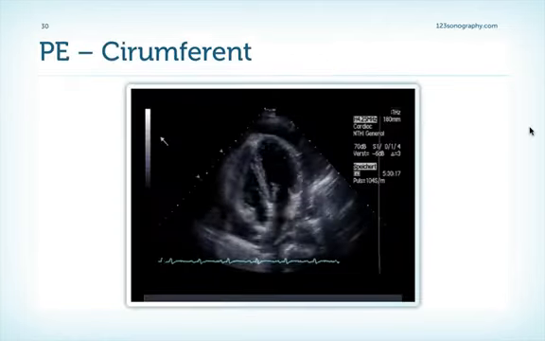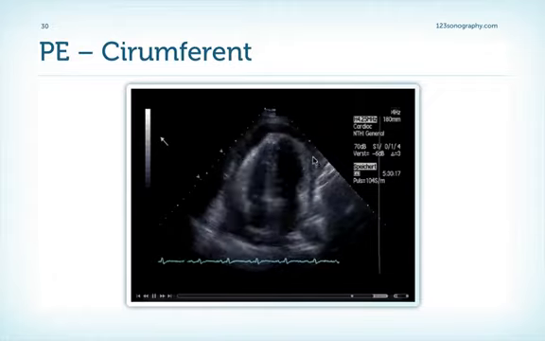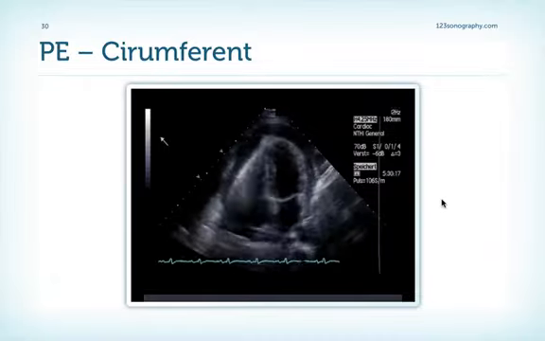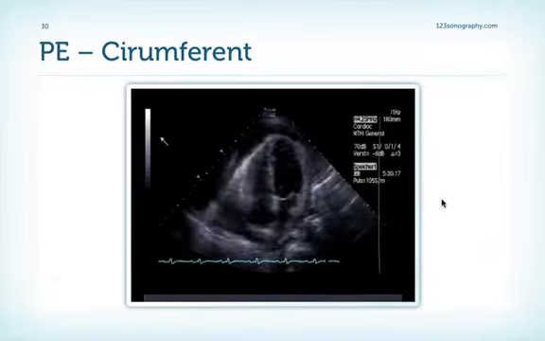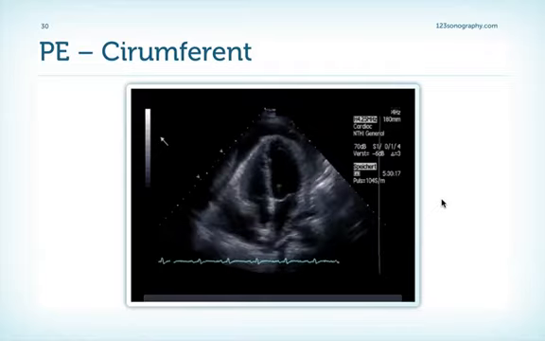And this is a four-chamber view which shows you a circumferential pericardial effusion. We have fluid surrounding the entire heart. Now in general, the larger a pericardial effusion gets, the higher the likelihood is that the pericardial effusion is actually circumferential.